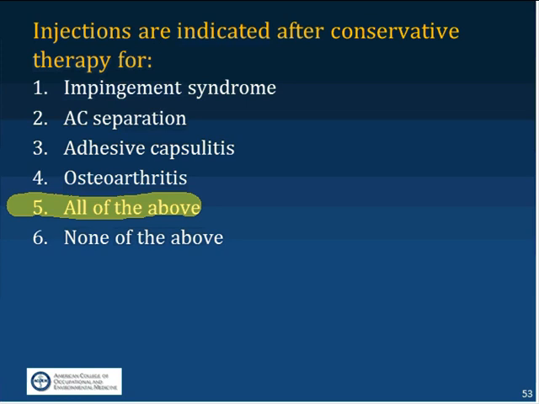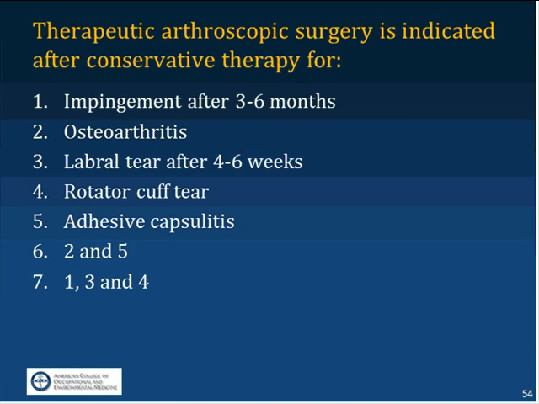Third one, therapeutic arthroscopic surgery, this is not diagnostic, is indicated after conservative therapy for impingement after 3 to 6 months, osteoarthritis, labral tear after 4 to 6 weeks, rotator cuff tears, presumably full thickness, or adhesive capsulitis, or just arthritis, and adhesive capsulitis, or impingement, labral tears after 4 to 6 weeks. You'll see there's some conservative therapy periods there, and rotator cuff tears. Any thoughts on this one?